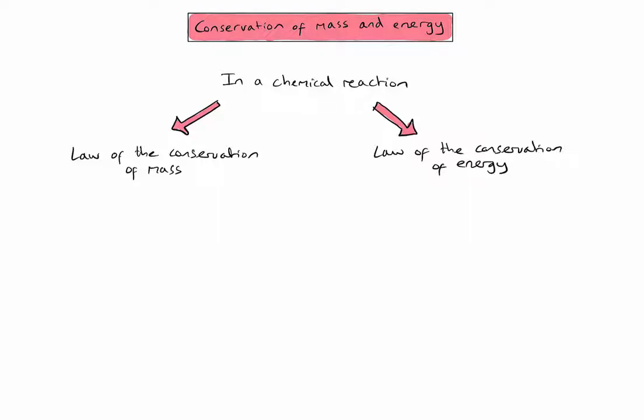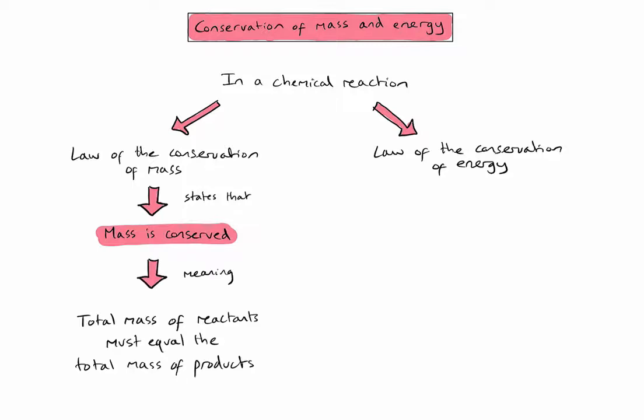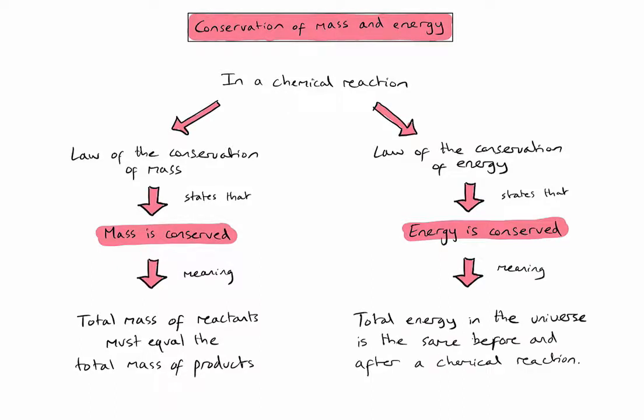So the law of conservation of mass simply states that mass is conserved in a chemical reaction. And this means that the total mass of the reactants in a reaction must be the same as the total mass of the products. The law of the conservation of energy states that energy must be conserved in a chemical reaction. And to put this simply, it means that the total energy in the universe must be the same before and after a chemical reaction. Let's have a look at a quick example of each one.